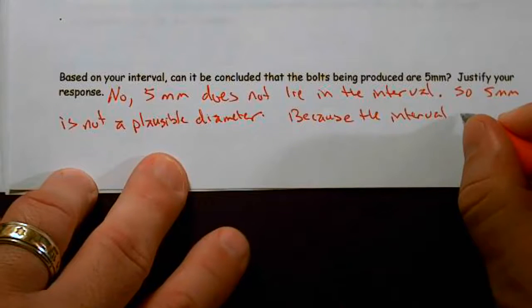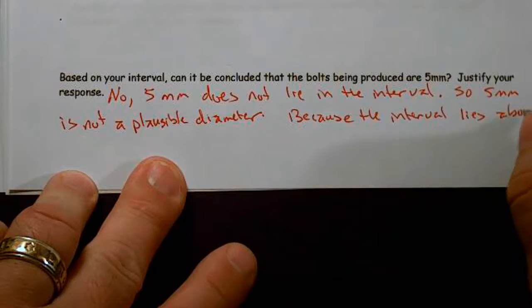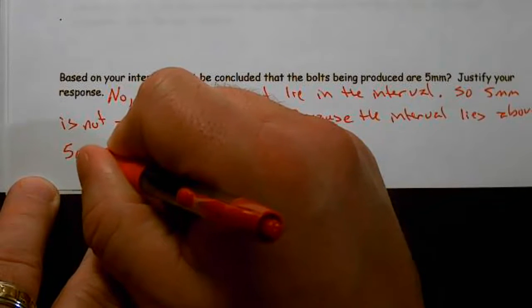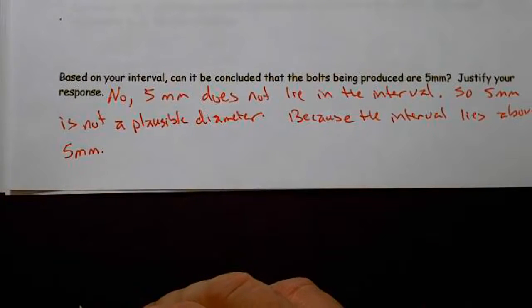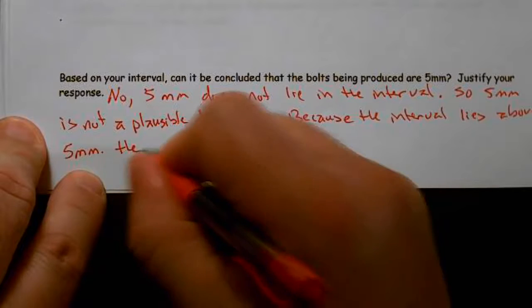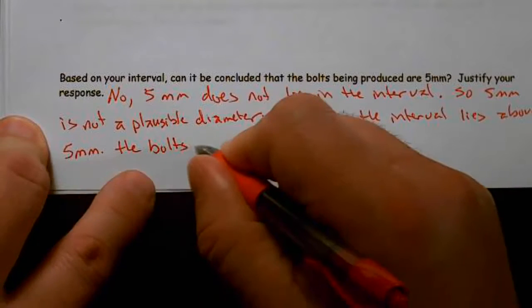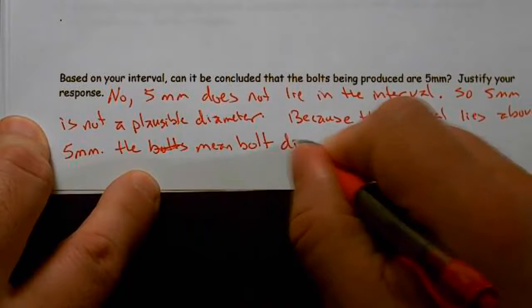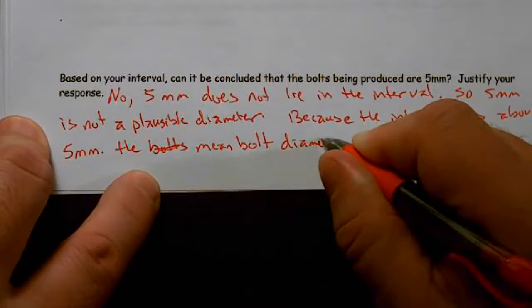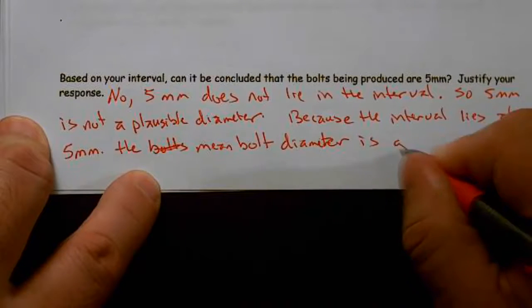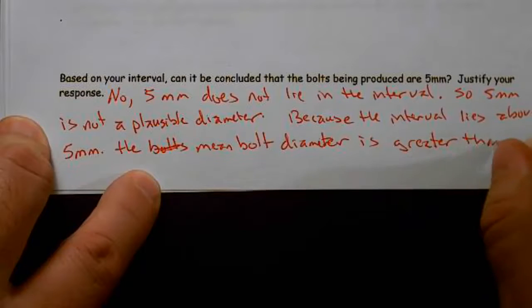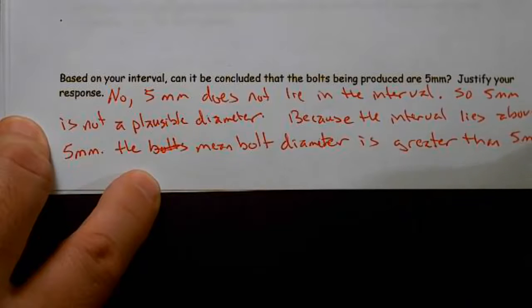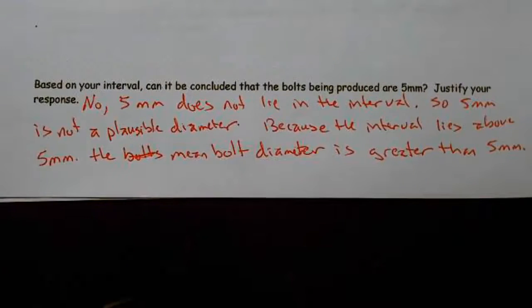So because the interval lies above 5 millimeters, the mean bolt diameter is greater than 5 millimeters. Because the interval is bigger than 5 millimeters and doesn't contain it, then we know that the bolts being produced are larger than 5 millimeters.